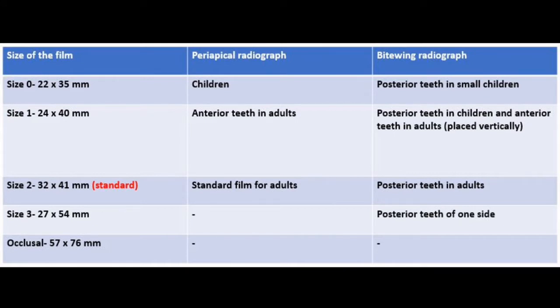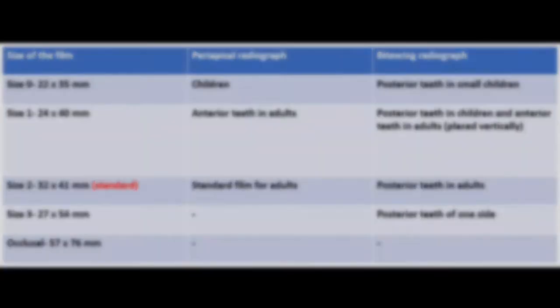And last, it is the size 3, which is only available for bite wing projection, that is 27 into 54 mm, and this is narrower than the size 2 and it is used to demonstrate all the posterior teeth of one side. Next, talking about the occlusal radiograph, it is of the size 57 into 76 mm and this is used for making the occlusal radiographs of the mandible or maxilla.